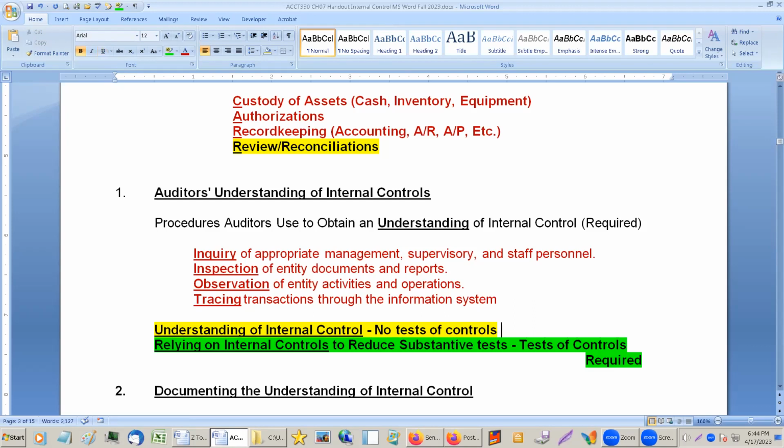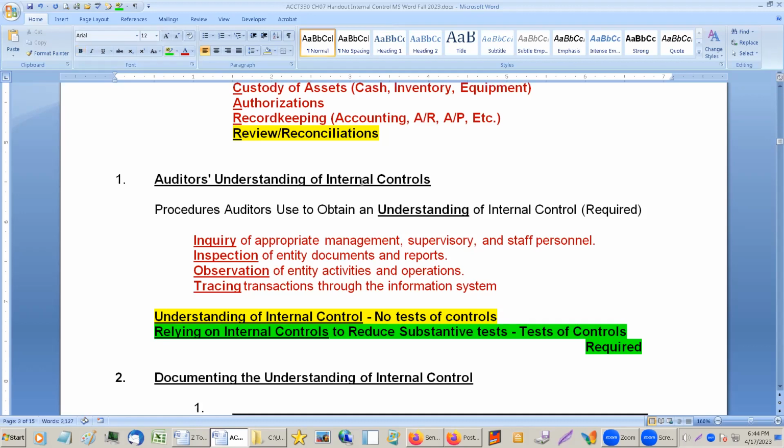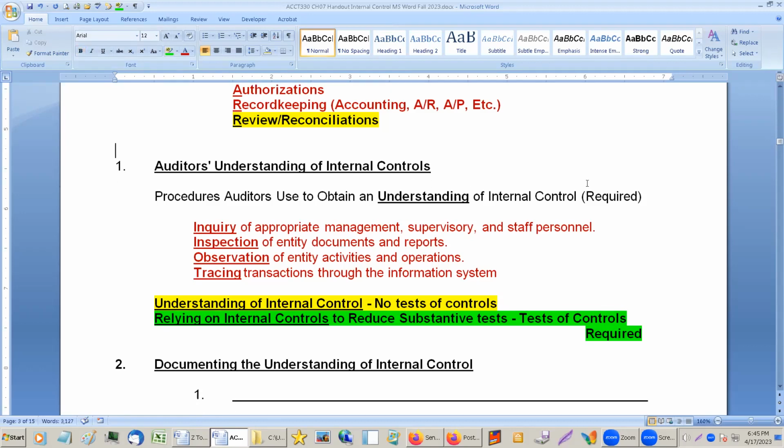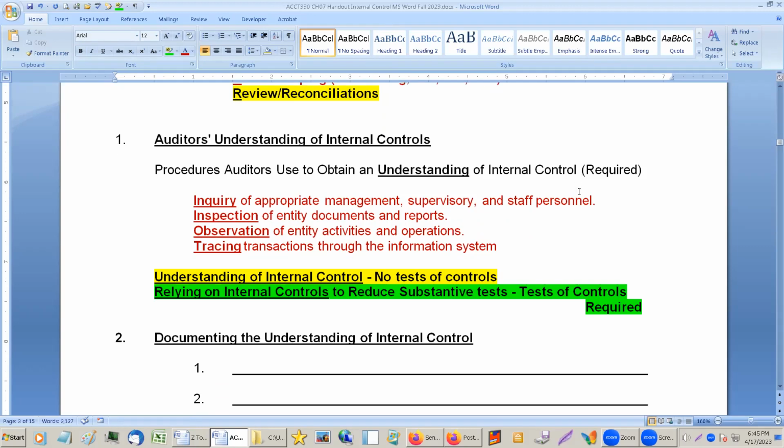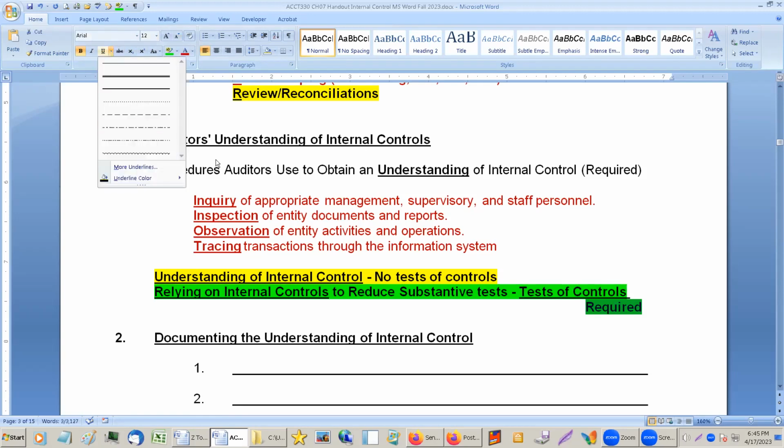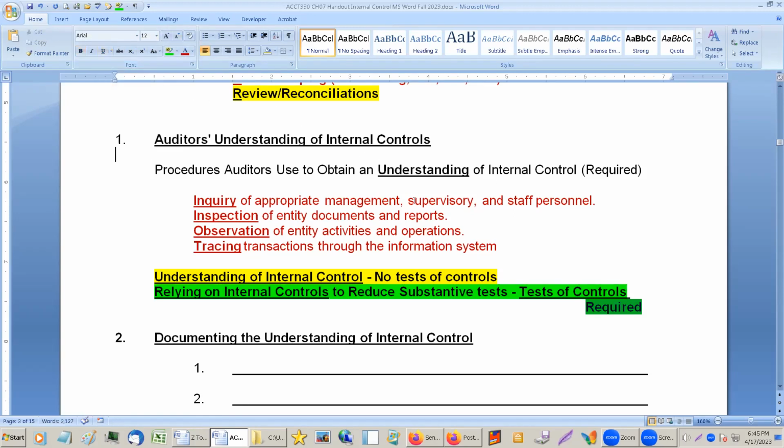Now this one is, so this is not required. Scratch that. The understanding of internal control is required, but the testing is not, because you can get an understanding without testing. Relying on internal controls is not required, but if you do, then the tests of controls are required. I know it sounds weird, I'm saying this badly. So if you are going to rely on the controls, then you have to do testing. If you're not going to rely on the controls, you don't have to do testing. But you are required to get an understanding.